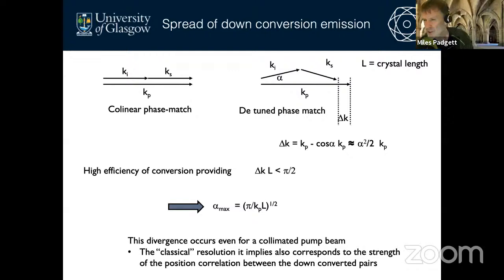Roughly speaking, if I want an efficient down conversion process, I need that phase mismatch to be smaller than pi by 2. And that's this statement here. From that, with a simple rearrangement, I get this expression here: the divergence of the down-converted light is equal to the square root of pi over Kp, the pump, multiplied by L, the crystal length. And this is where I was saying that the shorter the crystal length, the bigger the divergence.